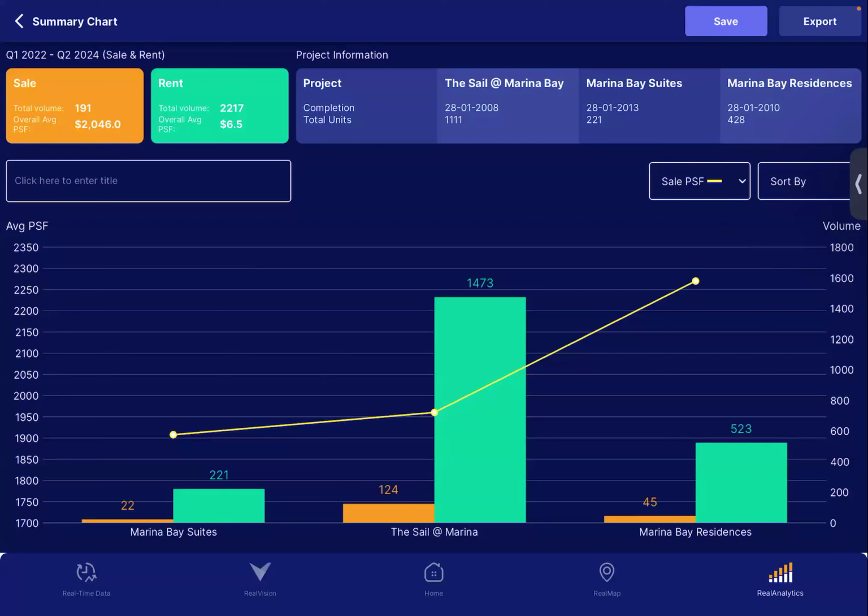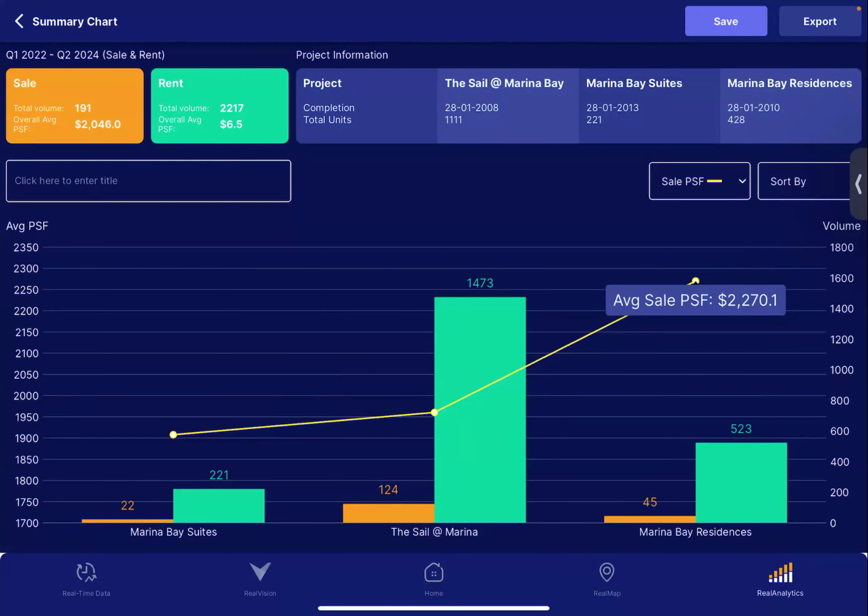On the left hand side, Marina Bay Suites, over the past 2 years, from the first quarter of 2022 until now, got 22 sales transactions. That means 22 units were sold. Rental got 221. Average PSF for sales in this project is 1,009. The Sail got a lot more sales transactions and a lot more rental transactions. Its average PSF is a little bit more than this, around $50 PSF more compared to Marina Bay Suites.